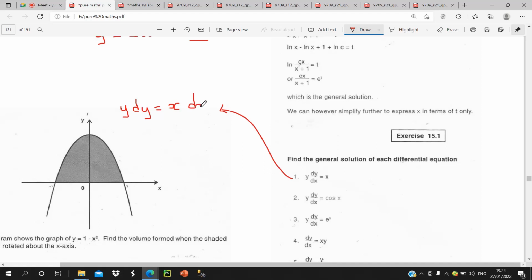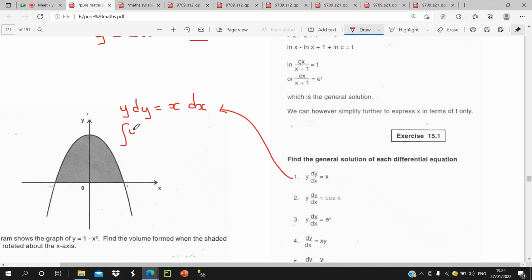As you can see, at this stage we have managed to separate the variables already, because we've got y terms on one side and the x term on the other side. So we are now moving on to the next stage, where we are going to integrate both sides. You have to indicate that stage as it is.